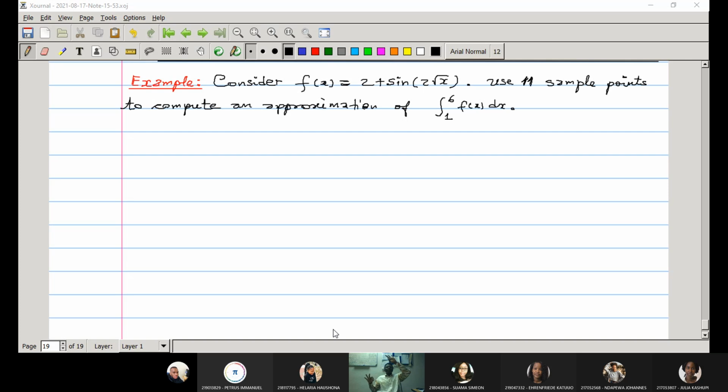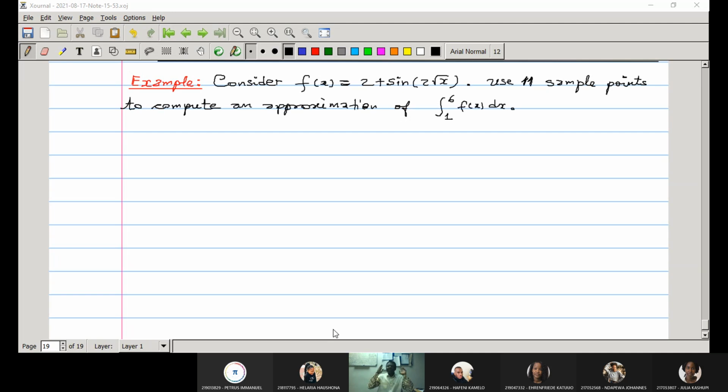Okay, let's say I have 3 sample points. How many subintervals would 3 sample points define? I have 1, 2, 3. These are the sample points. How many subintervals do I have? 2, sir. Now, if I have 11 sample points, how many subintervals do I have? 10. Is 10 even? Yes, 10 is even. So it doesn't violate.